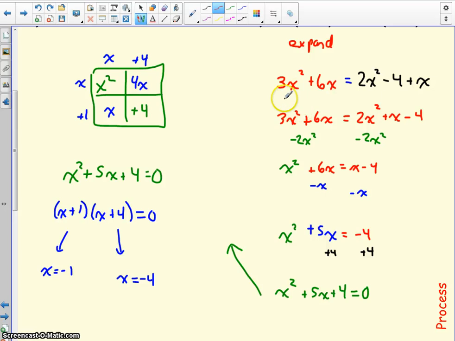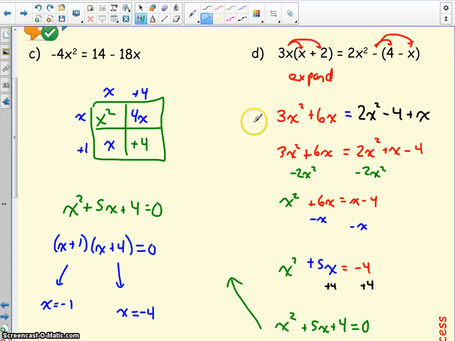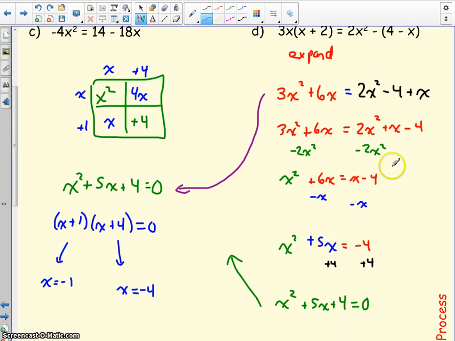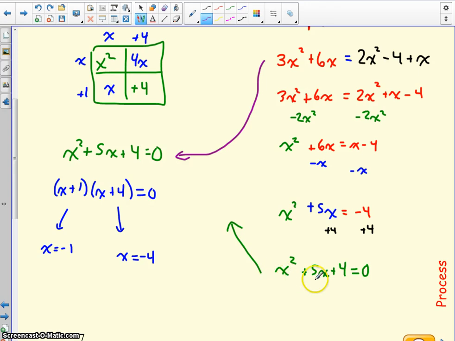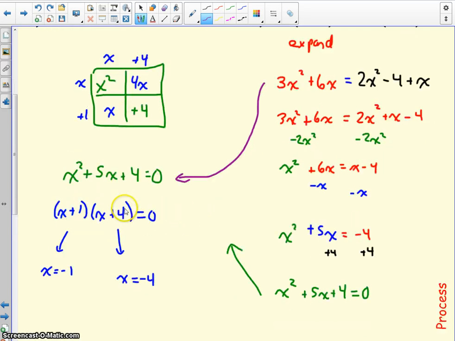Now you may be able to do this all in one step, and if so, please do so to save yourself some time. It is possible to go straight from this step down to this step right here. So again, what I did is I brought the 2x squared over, subtracting it from both sides. I subtracted x from both sides and collected the like terms, and then moved the 4 over by adding it to both sides. So I end up with x squared plus 5x plus 4 equals 0. Once I have standard form on one side, 0 on the other, I look to factor. So x squared plus 5x plus 4 factors into x plus 1 times x plus 4.